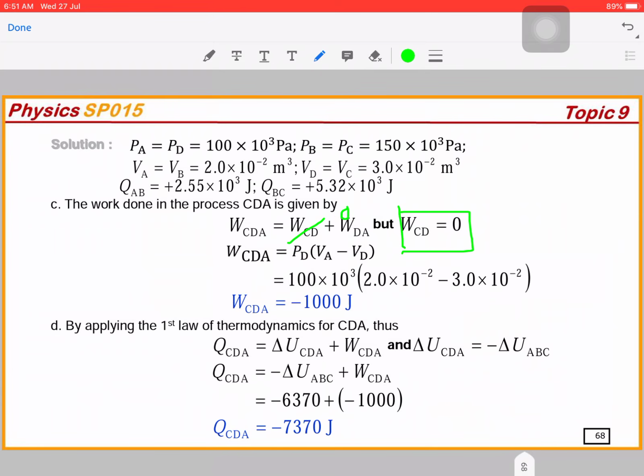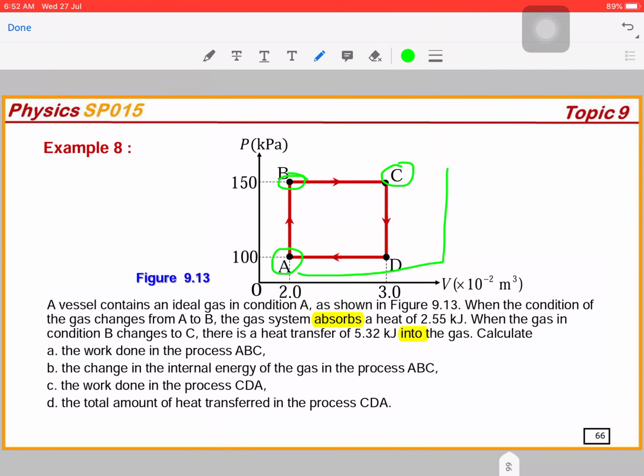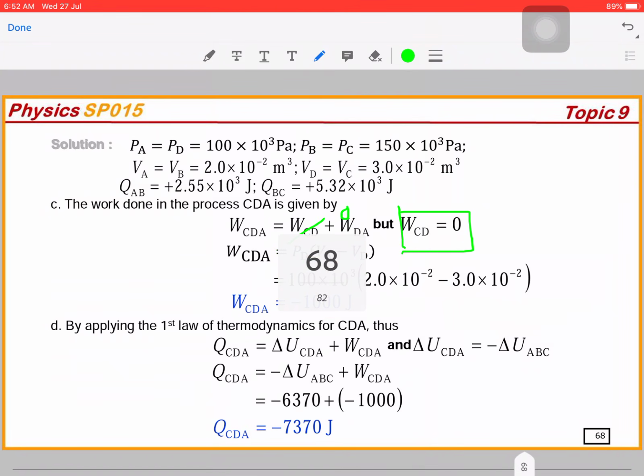So WDA, there is no change in pressure. So it is an isobaric process. So you can use the equation P times V final minus V initial. Just substitute the value. You will have negative 1000 joule. Of course it's going to be negative, right? Because the volume is decreasing. Look at this one. From D to A, the volume is decreasing. So of course you're going to have a negative value. So it's negative 1000 joule.